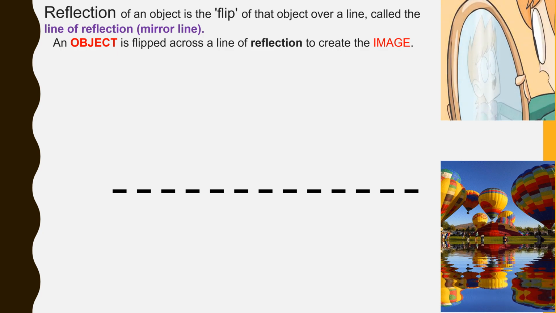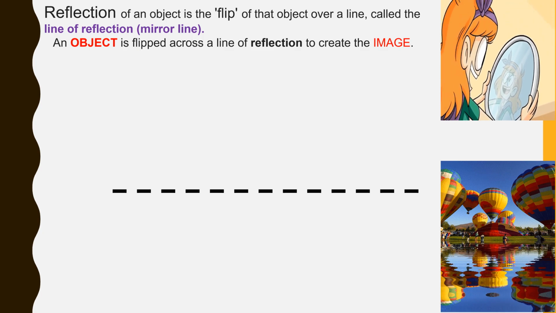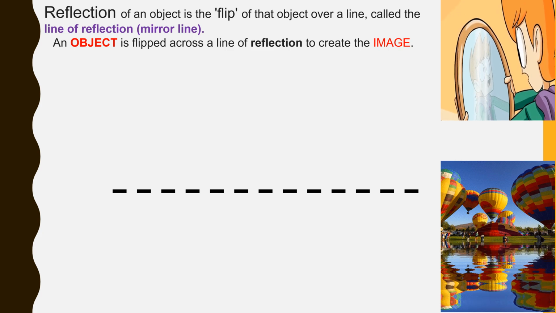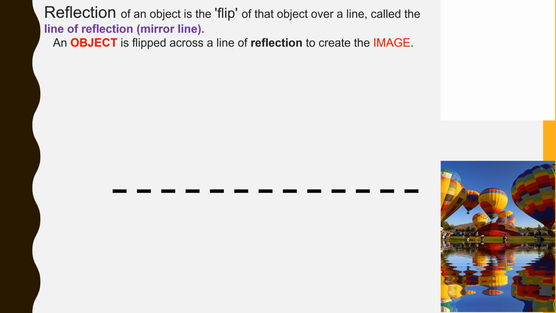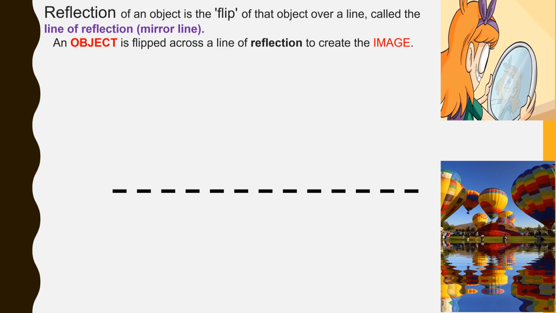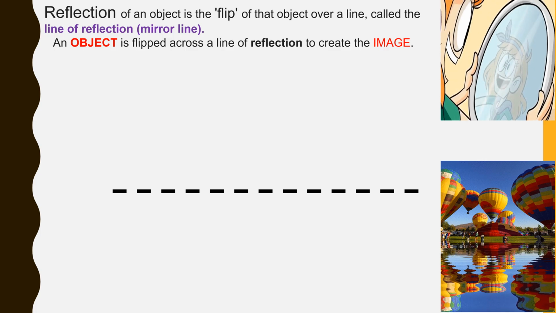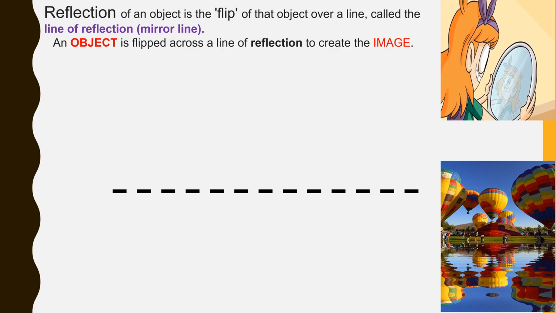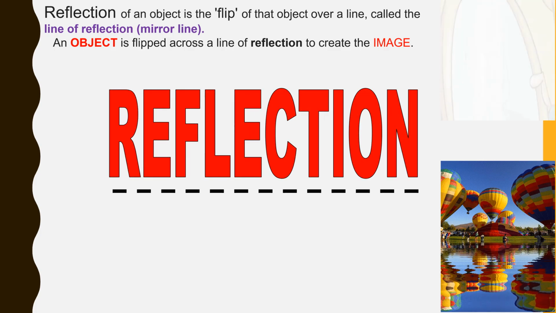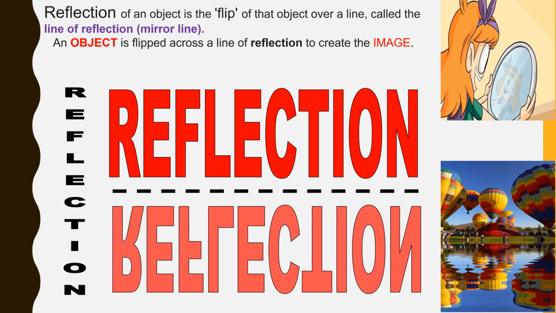Reflection of an object is the flip of that object over a line called the line of reflection. This line of reflection is usually referred to as the mirror line. So simply put, reflection is the flipping of an object about a mirror line without changing its size or shape. So an object is flipped across a line of reflection to create the image, just as you can see here.